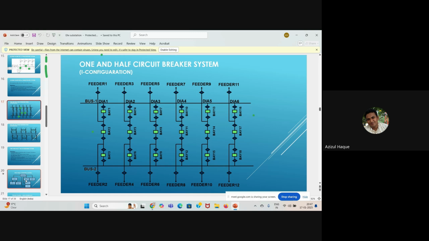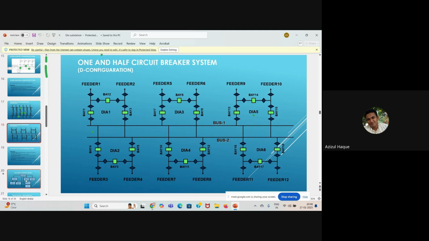Okay, so I think we have understood this 1.5 breaker system very clearly. If anyone has any question, you can ask me now. Okay, let us go to the next slide.